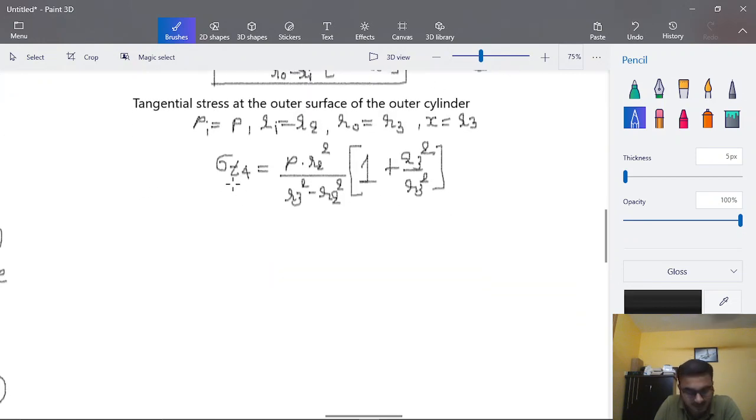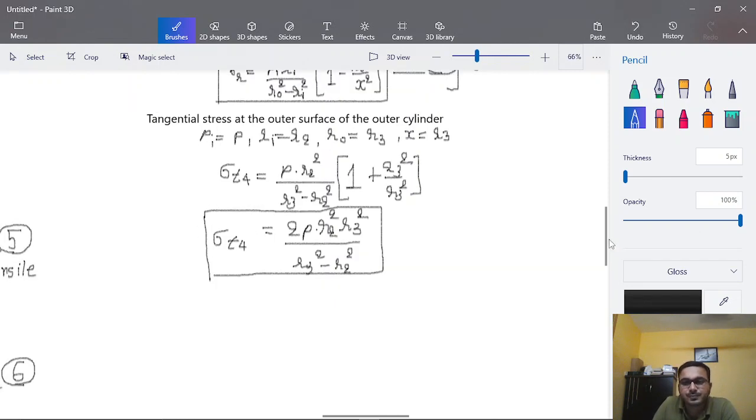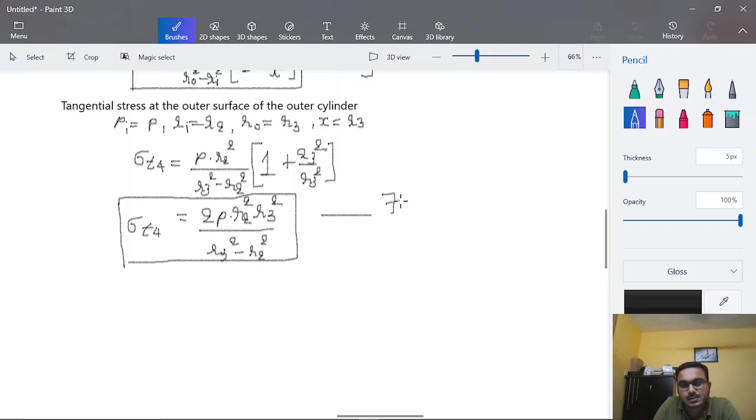So if we further simplify this, then here the answer will be 2P R2 square R3 square divided by R3 square minus R2 square. This is sigma T4. Now which number we will be giving? We will be giving equation number 7.